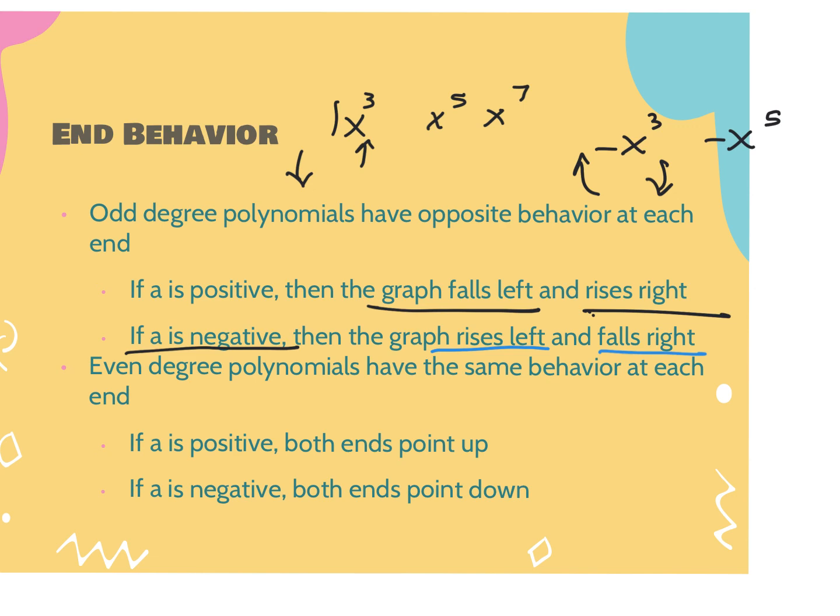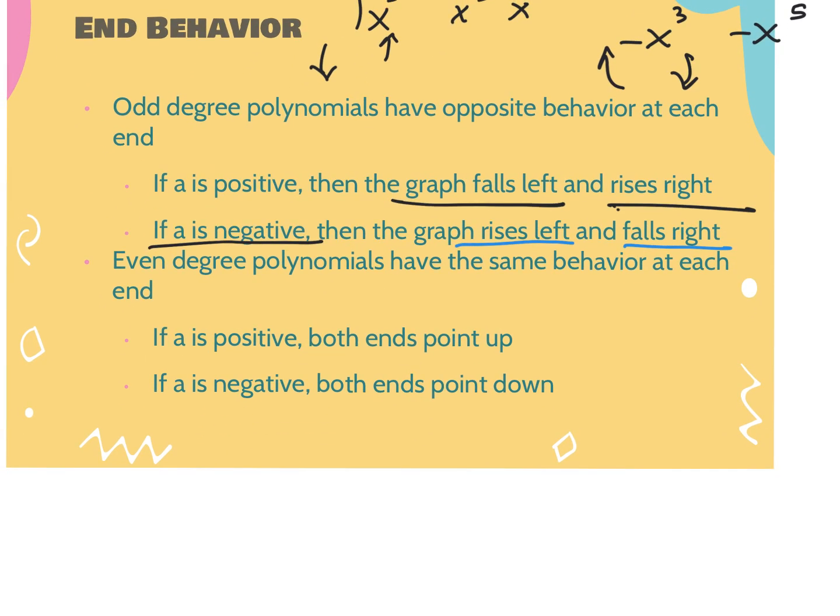However, when it's an even degree polynomial, meaning it's like a quadratic, like an x squared or an x to the fourth, x to the sixth, then if it's a positive number in front of the variable, it's going to both go up. It's like the quadratic, so it almost looks like a U. When this is negative, then both ends are going to point down. So on this one, it's going to rise to the left and rise to the right when a is positive. When a is negative, it's going to both point down, so they're going to fall left and fall right.